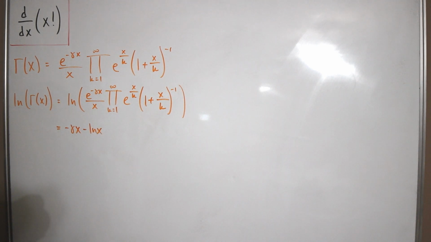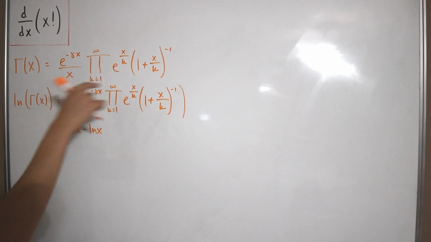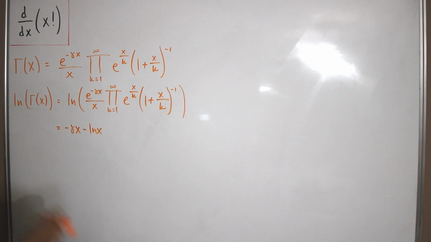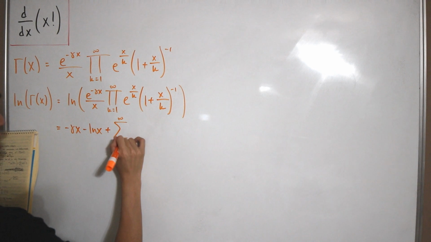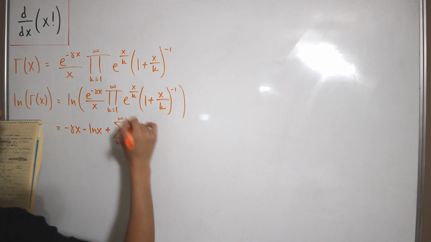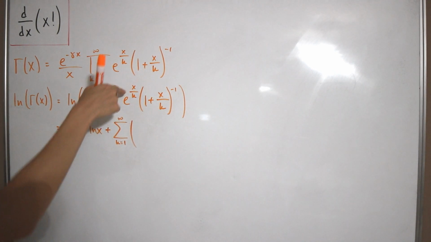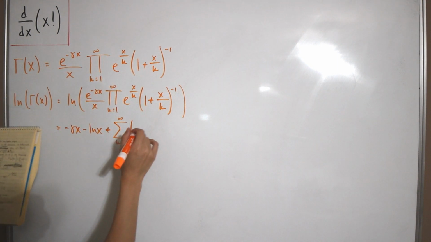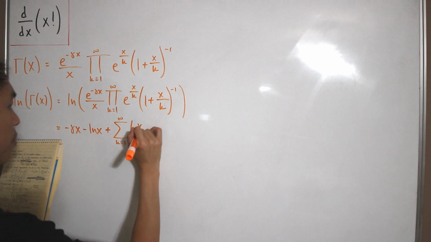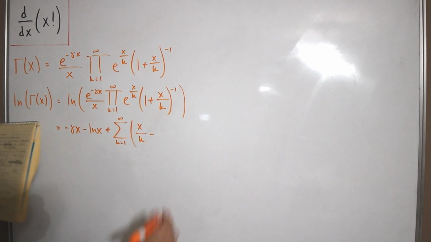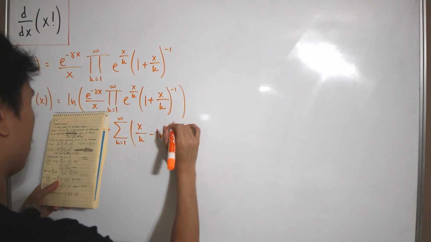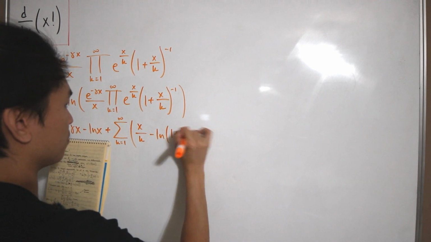Then we can apply the property that the natural log of a product is the summation of the natural logs. So this comes down to the infinite sum, starting with k equals 1, of, for one, the ln of e to the x over k. The ln of e gets rid of itself, and so that just becomes x divided by k. Then we subtract, since the minus comes outside, the natural log of 1 plus x divided by k.